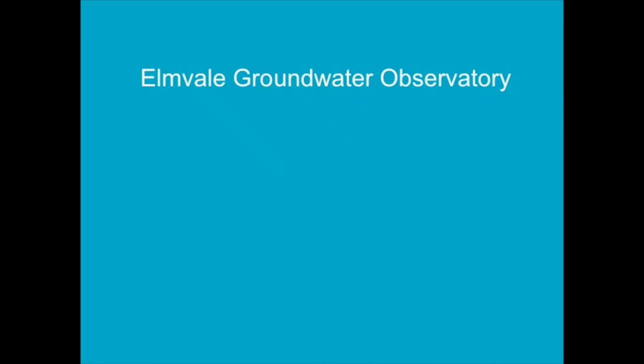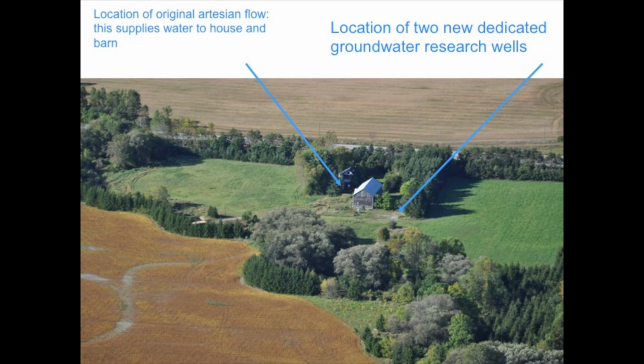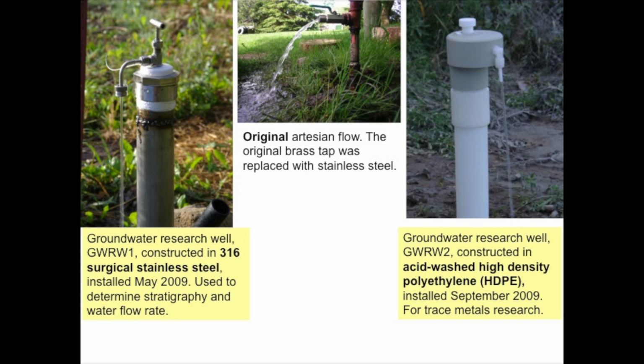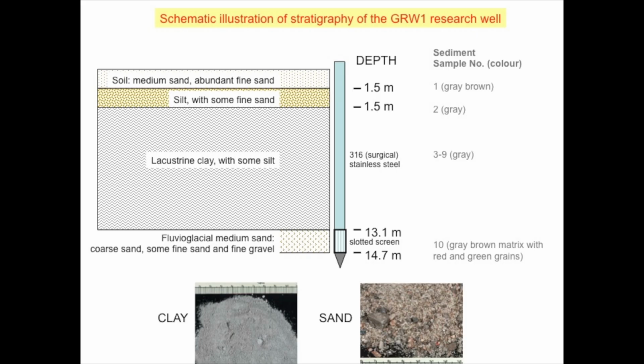So the Elmvale Groundwater Observatory is nothing more than a couple of new wells for looking at trace metals in water. So here's the farm, the original well, and this is where we've put in our 2 research wells. Here's the original well, here's our new research well in surgical stainless steel, and this one is high density polyethylene, but we cleaned it in acid before we installed it. So we put in 2 wells.